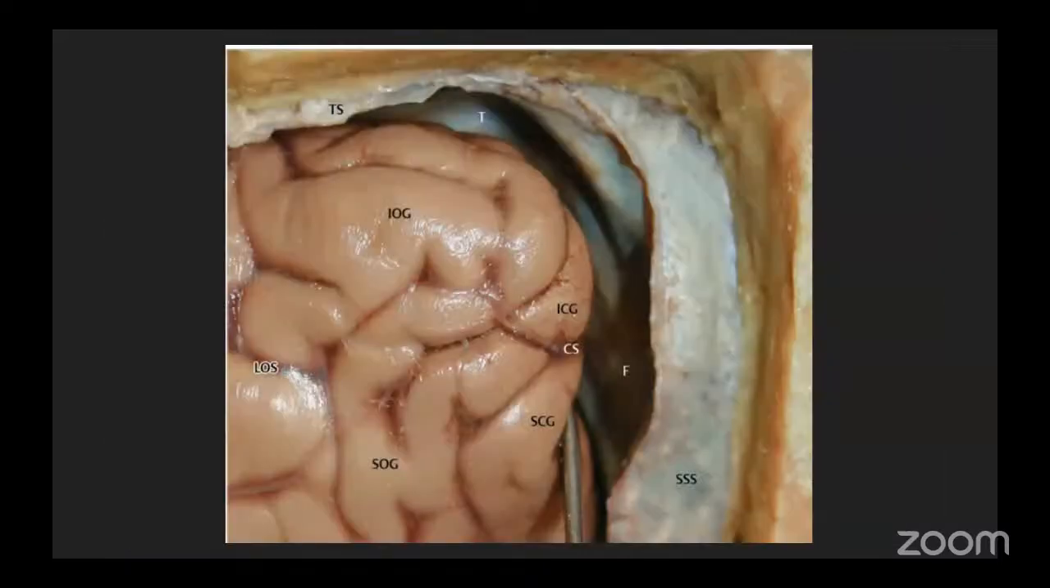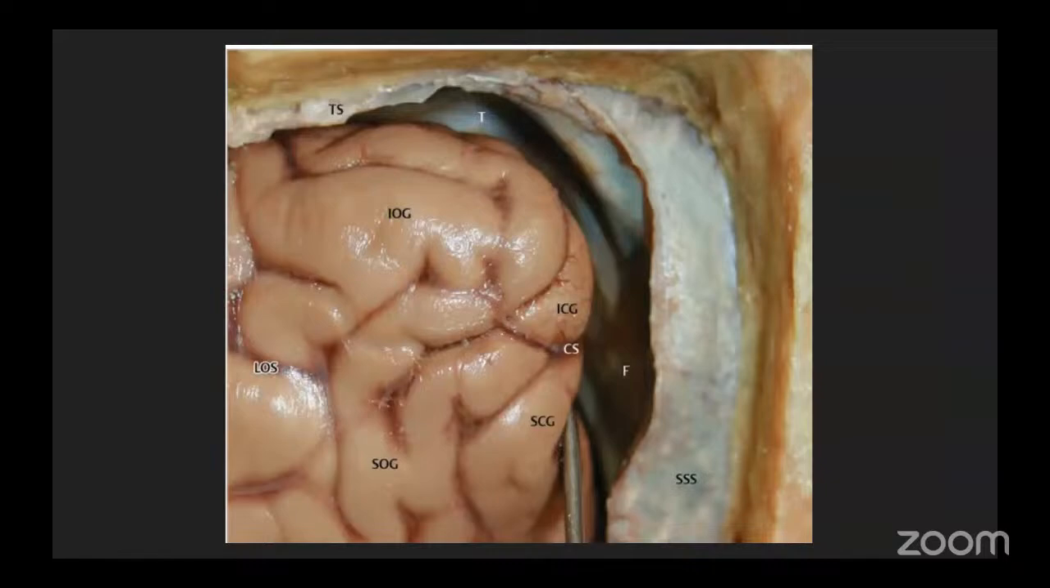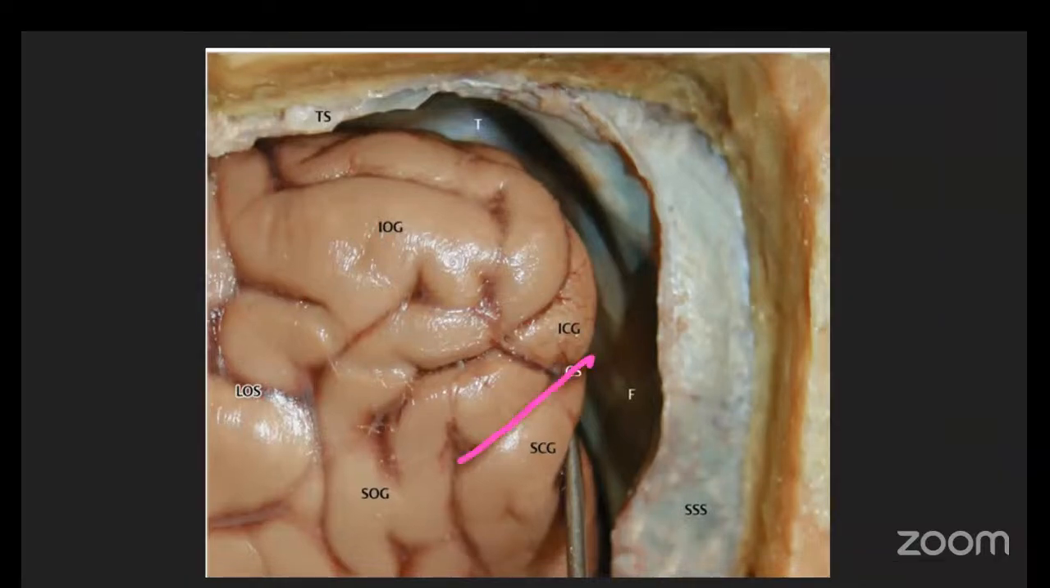After you have opened up the dura, and you can see that they have removed the flaps which we were using to sandwich, you can see the occipital pole. I'll very quickly show you the anatomy. We have the calcarine sulcus here. So this is the superior calcarine gyrus. This is the inferior calcarine gyrus right around here. This is the inferior occipital gyrus. This is the superior occipital gyrus. If you're working on the dominant side, you know that this is the primary visual cortex.